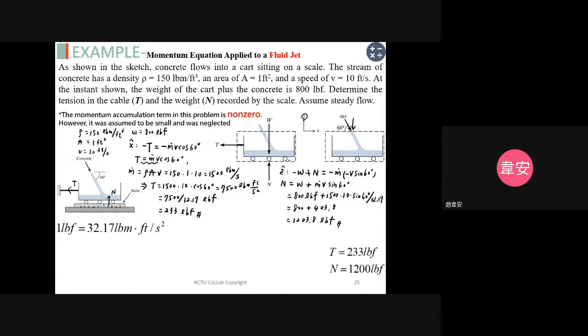This is our normal force for our system. So for these questions we have the fluid jet. If there is no tension force, the car will move to the right-hand side, but we require additional tension force to hold the car so it doesn't move. And you see the normal force is quite a bit larger than the total weight of the car plus the concrete, 800 pound force. That's because the concrete flow hits the car and enhances the vertical force.